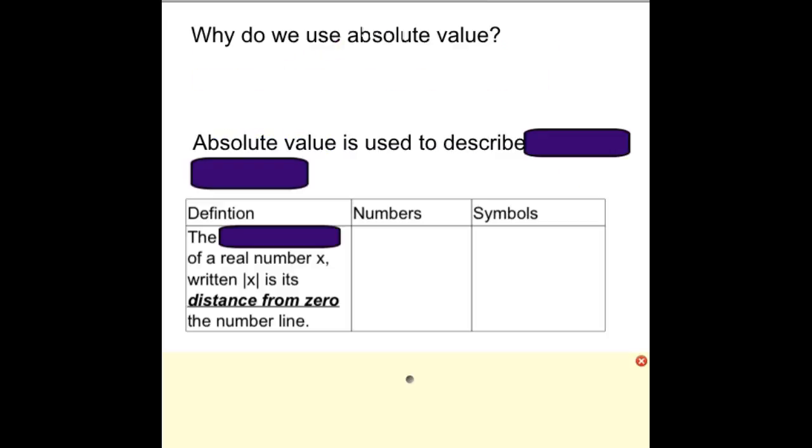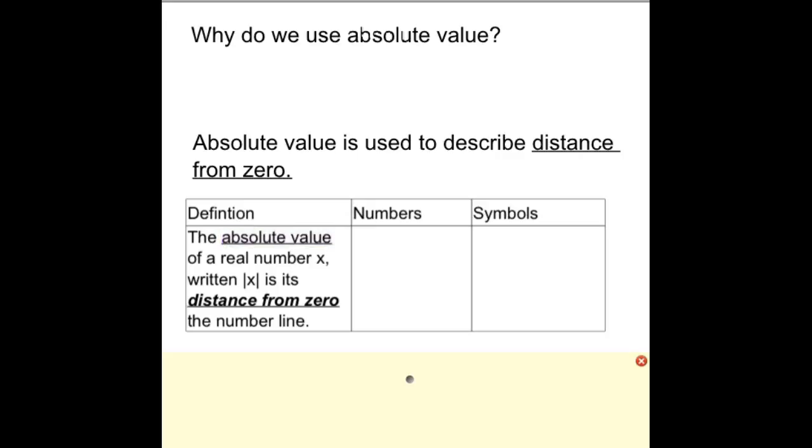So why do we use absolute value? It helps us to talk about distances, how far things are away, and the distance things are from 0. The absolute value of a real number, written as absolute value bars around x, is its distance from 0 on the number line.